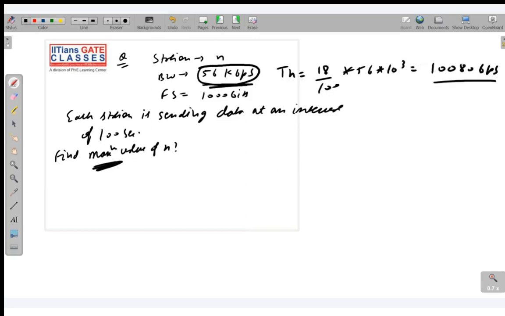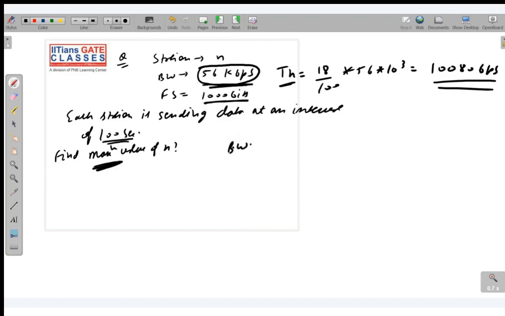10080 bps. Okay, you can calculate it. I'm not wasting time, so you can calculate it. 10080 bps will come out to be the throughput. Now they are asking, each station is sending data at an interval of 100 seconds. So directly and indirectly, each station is sending a 1000 bit frame at an average interval of 100 seconds.